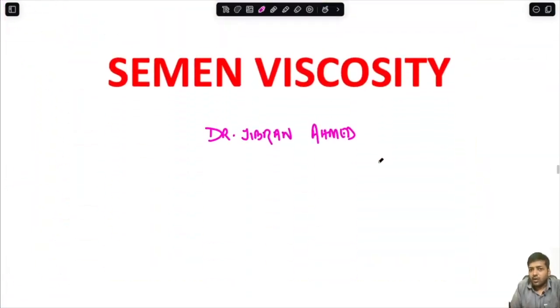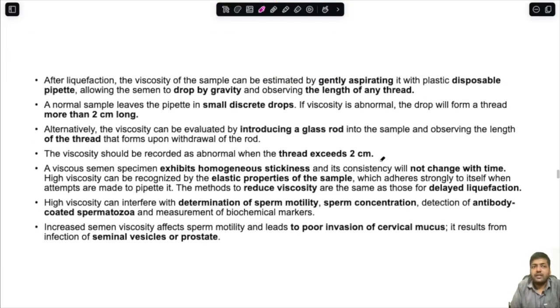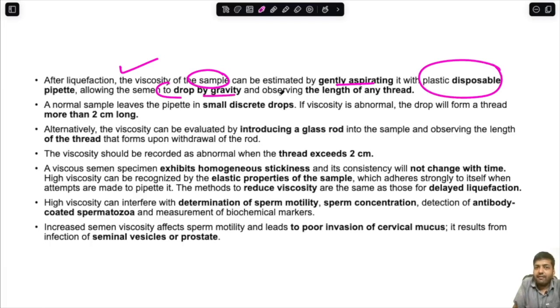Now the semen viscosity, the next important physical parameter. After liquefaction, the viscosity of the sample can be estimated by gently aspirating it with a plastic disposable pipette, allowing the semen to drop by gravity and observing the length of any thread. A normal sample leaves the pipette in small discrete drops. If viscosity is abnormal, the drop will form a thread which is more than 2 centimeters long.